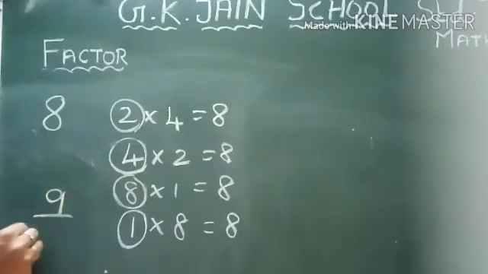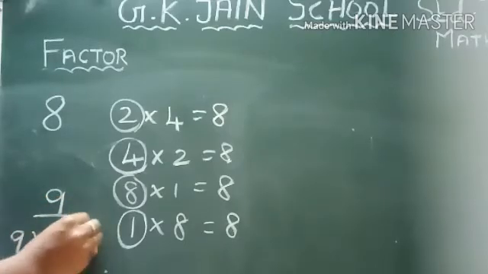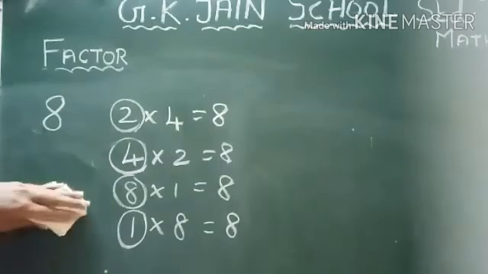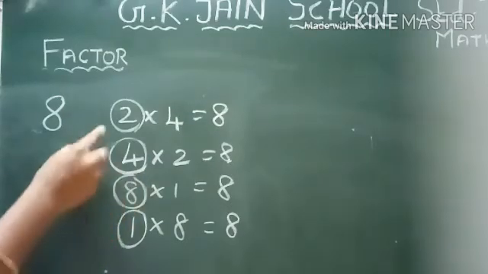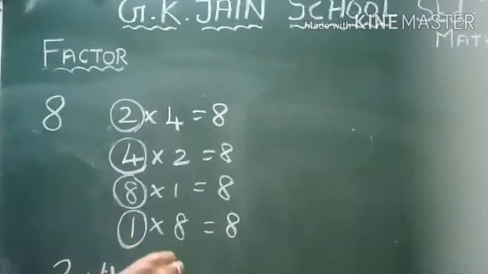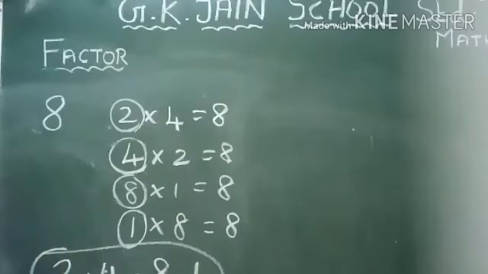9. 9 ones are 9. Wait, 9 is more than 8. Therefore, 10 ones are 10, 11 ones are 11. Everything is more than 8. So now we are going to stop the tables. So here 2, 4, 8 and 1. These are all the factors of 8. Got it?